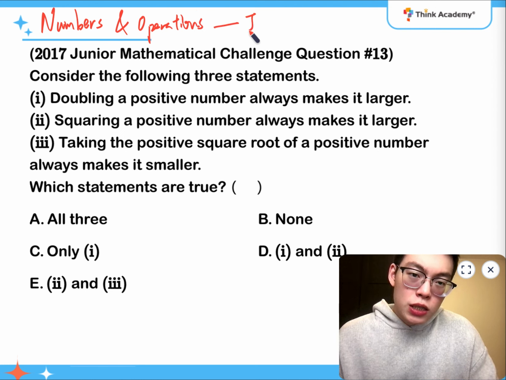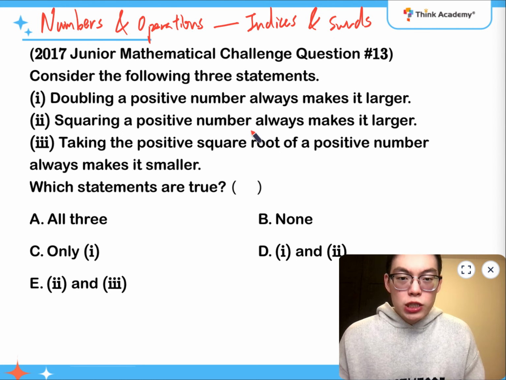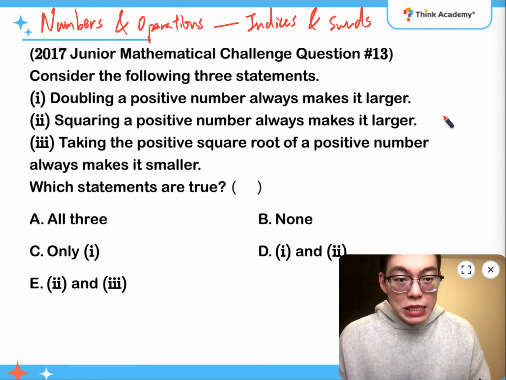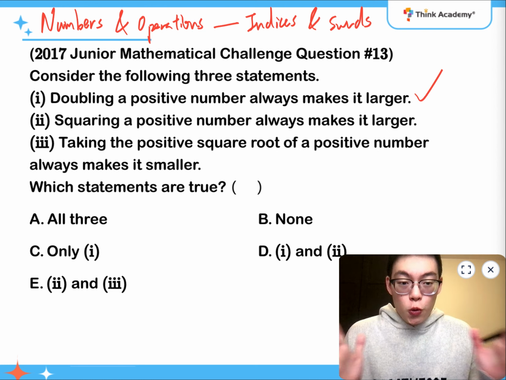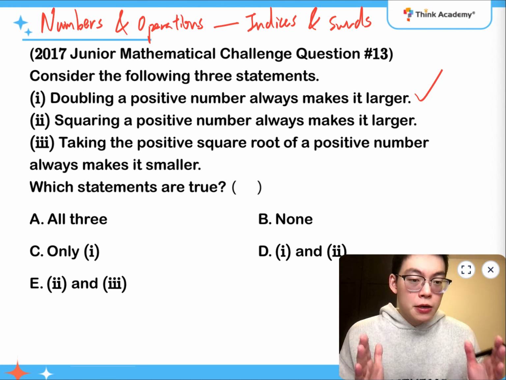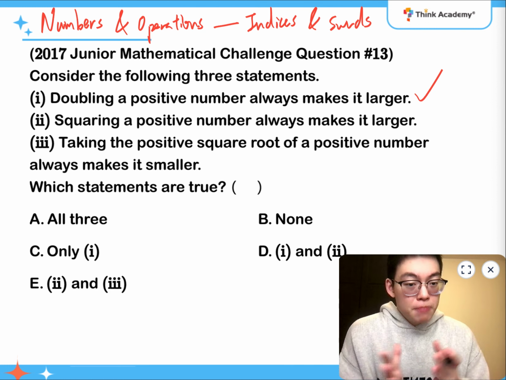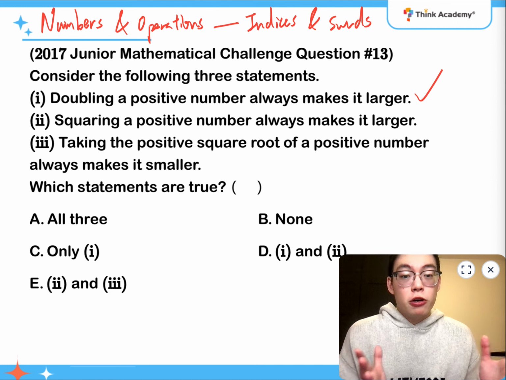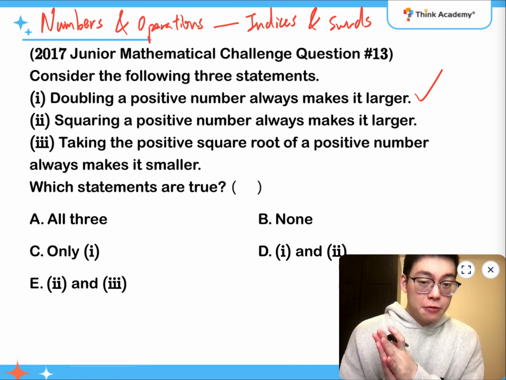And it is on indices and surds. So first of all, doubling a positive number always makes it larger. That's going to be right, because that's going to double the length of that number on the number line. So of course, it's going to make the distance away from 0 a little bit further. So that's going to make it larger.